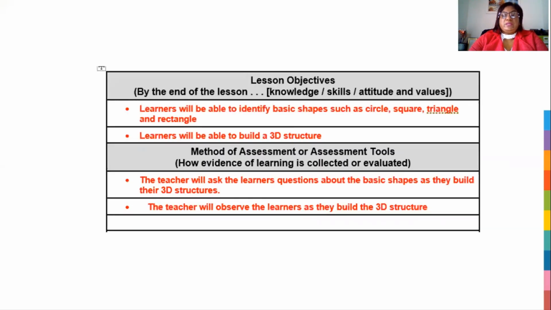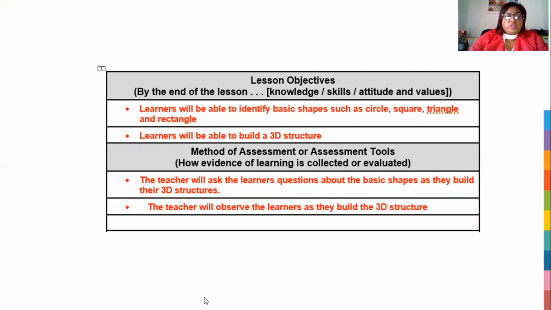Right, so your lesson objectives, students often misunderstand this. Remember, it's what you want your learners to know or to be able to do by the end of the lesson. They don't know this yet because you haven't taught this. So you need to say that they will be able to do it, right? Because you're going to teach it to them and they're going to learn how to do it. So by the end of this lesson, we've got here that learners will be able to identify basic shapes such as a circle, square, triangle, and rectangle. Then we said that learners will be able to build a 3D structure.